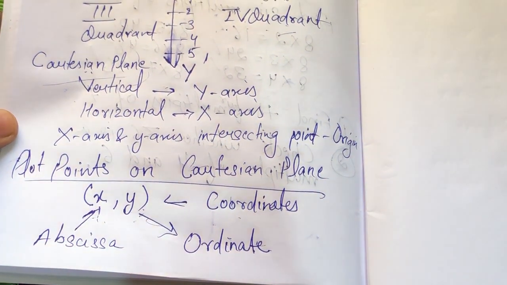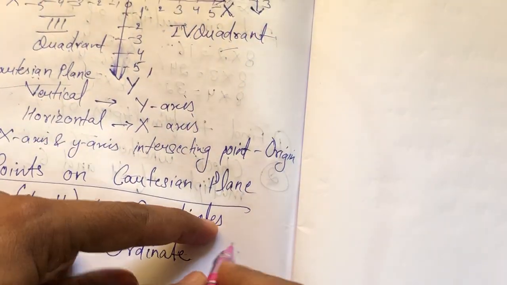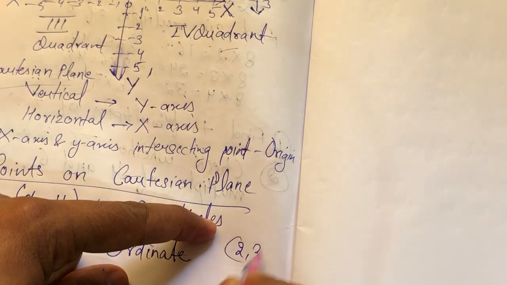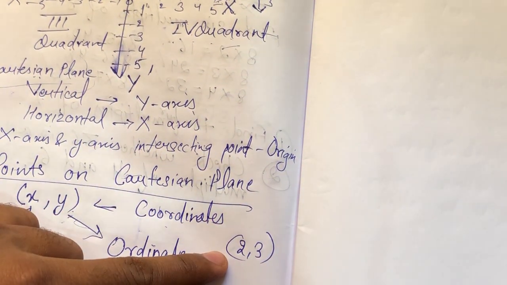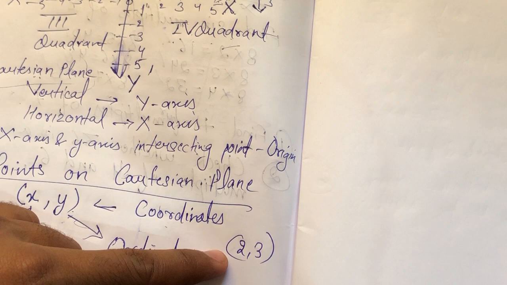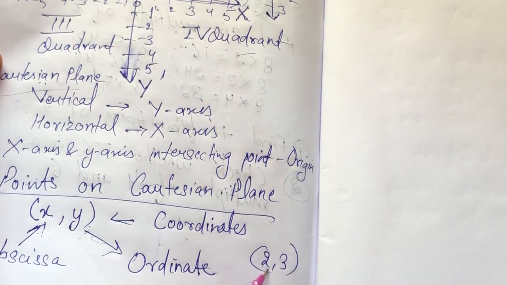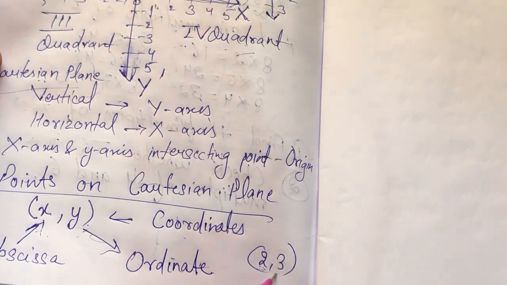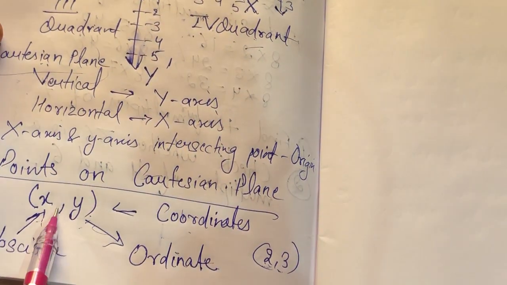How do we plot a point? Suppose we have to plot 2, 3. This is the coordinate. Suppose we have to plot this. Okay, so how do we plot? The first one is of the x-axis and the second one is of the y-axis. Clearly you can see from here.